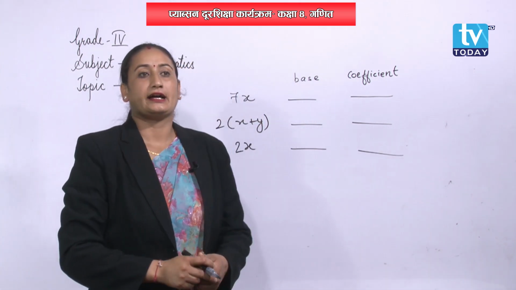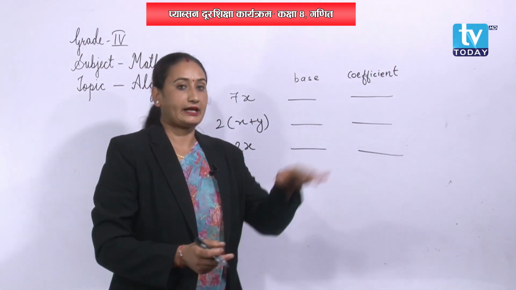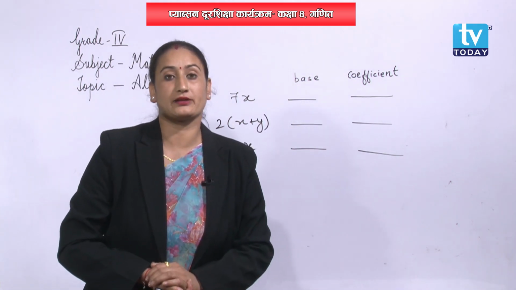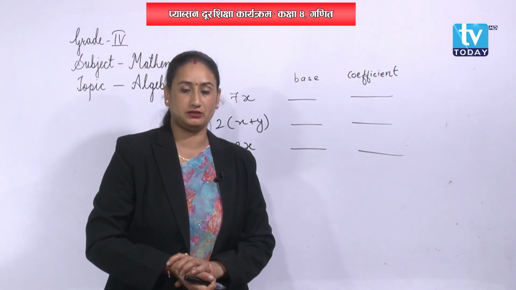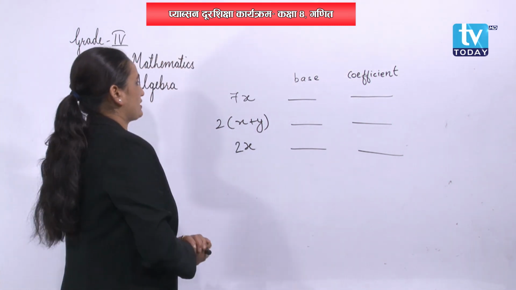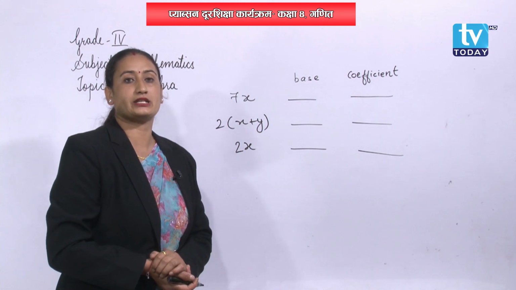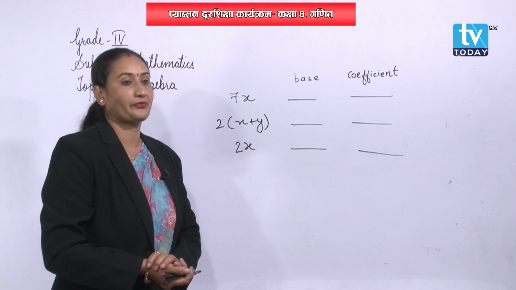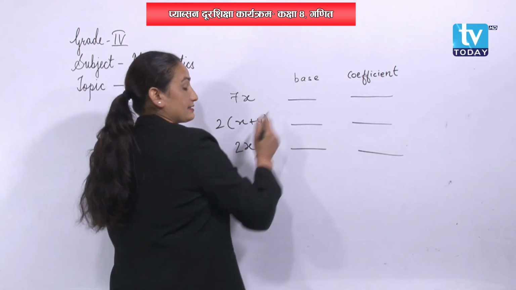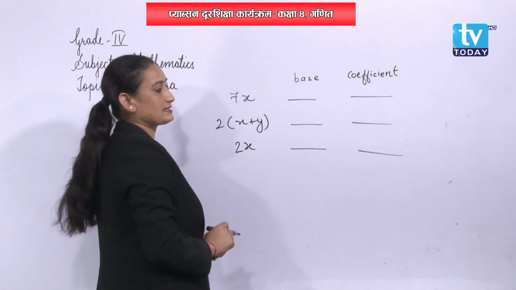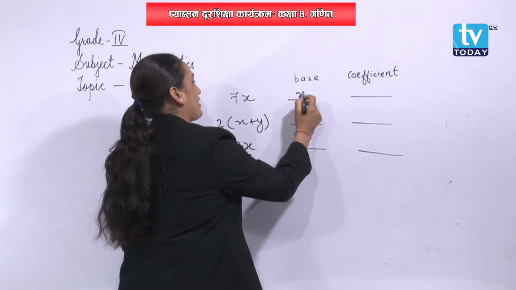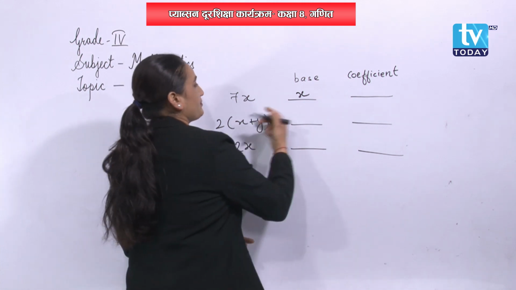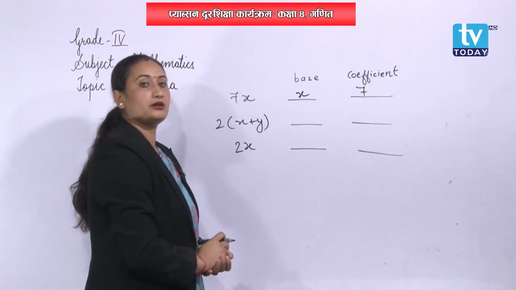Okay students, now can you identify and tell me which one is the base and which one is the coefficient over here? Okay, first question is 7x. Now tell me, out of 7x, which one is the base? 7 is the base. Is it? No, base is x. Write here x. Coefficient is 7 because it is represented by a number.